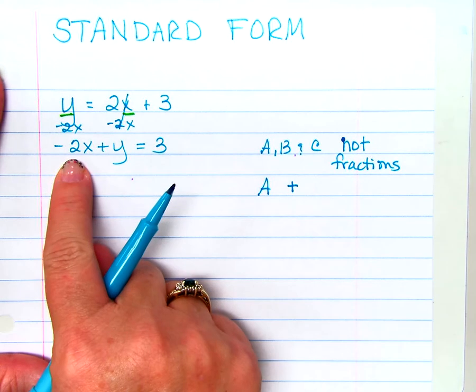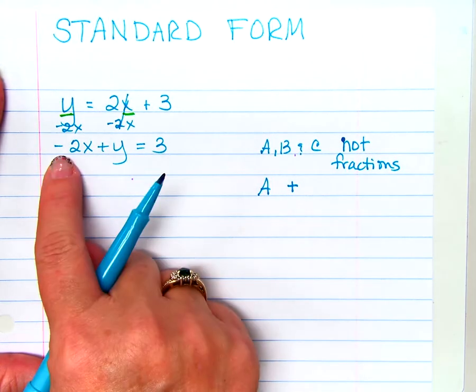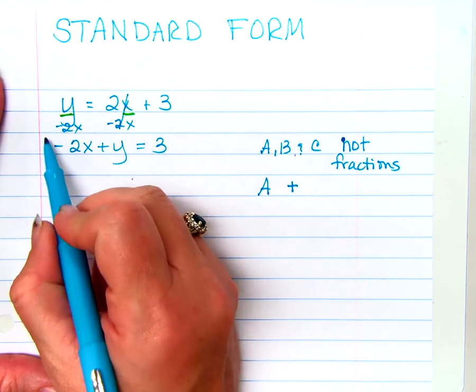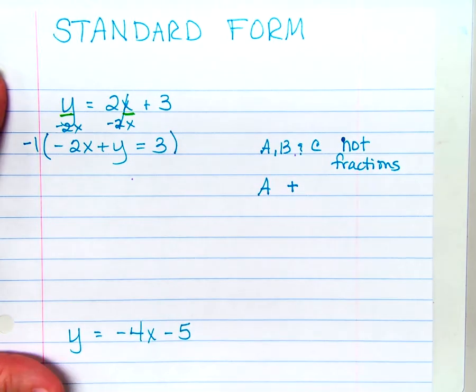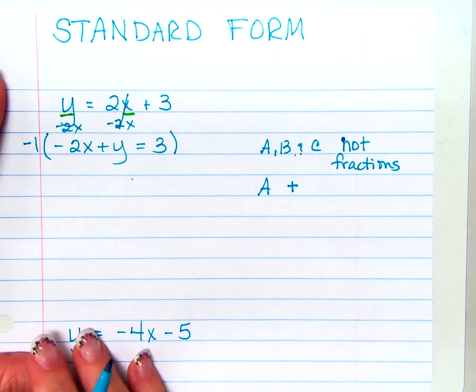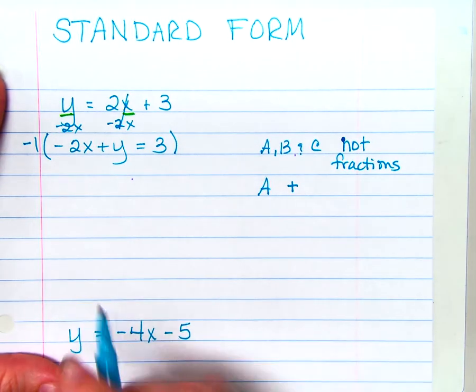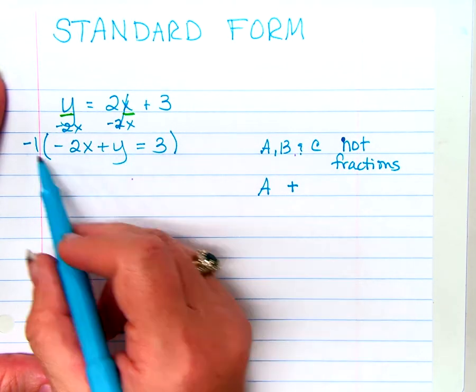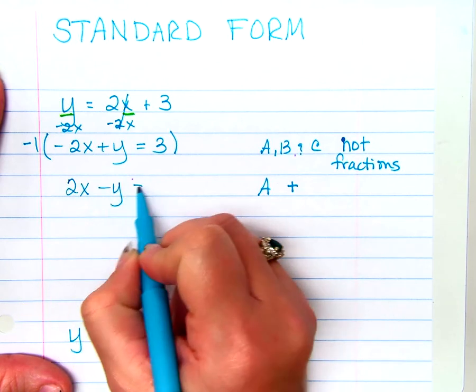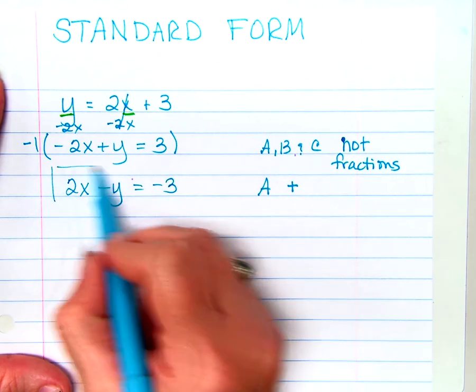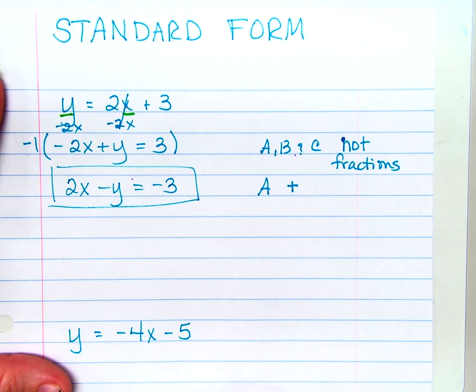Okay? In this case, a is not positive. A is negative 2. So the only way I can get around that is by multiplying everything or dividing everything by negative 1. Okay? Most people are more comfortable with multiplication. That's why I chose multiplication. If I multiply each one of these terms by negative 1, I get 2x minus y equals negative 3. And that's my answer. Okay?